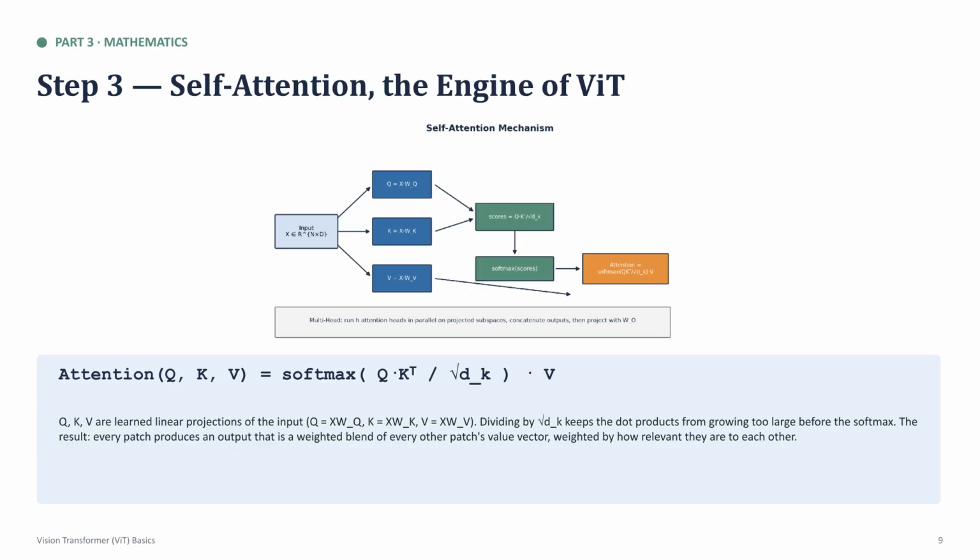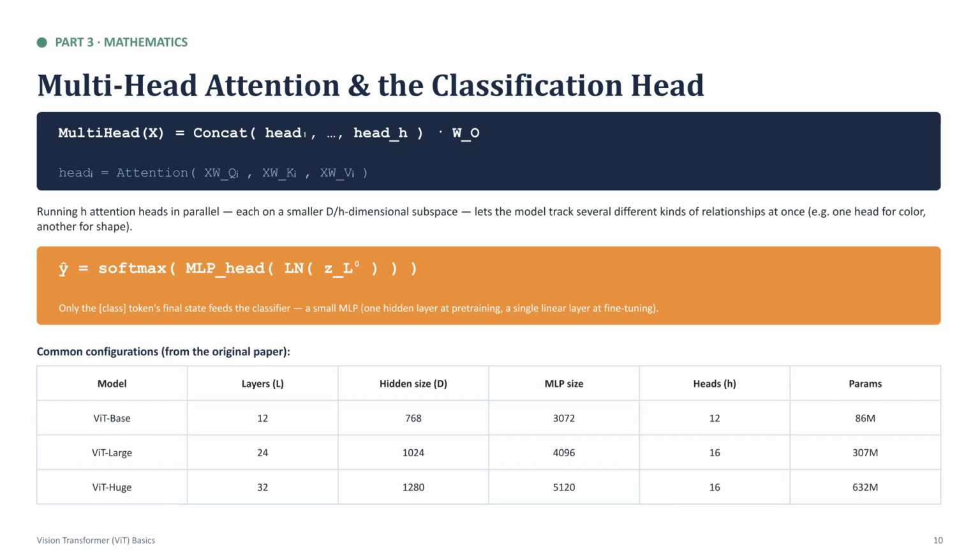What comes out is, for every patch, a weighted blend of every other patch's value vector, weighted by how relevant they are to each other. That's the whole idea of attention in one line. We don't run just one attention operation. We run several in parallel, called heads.